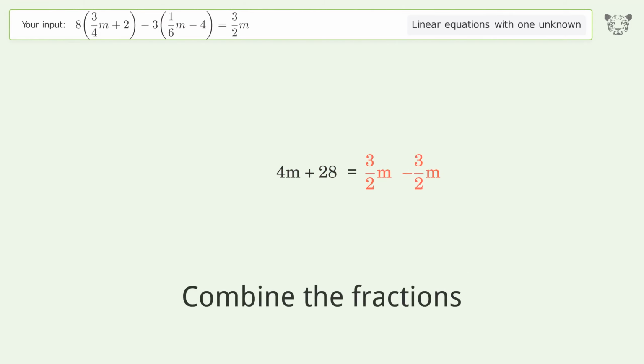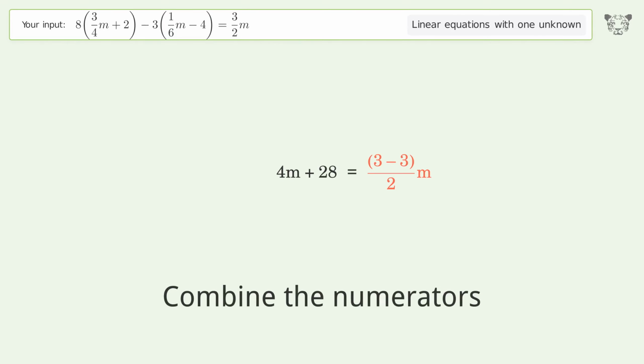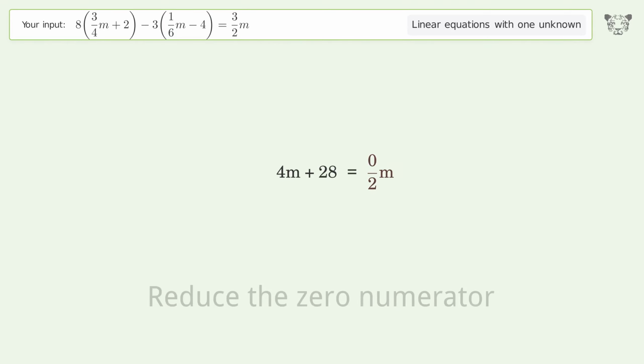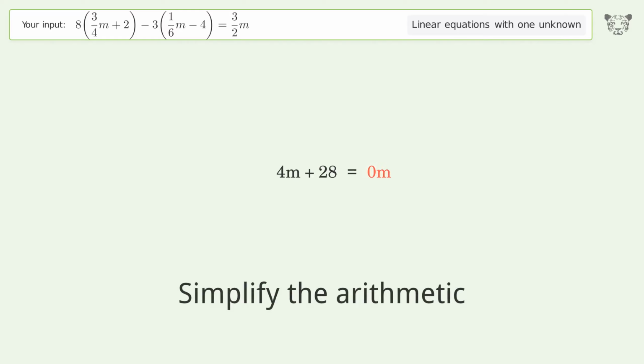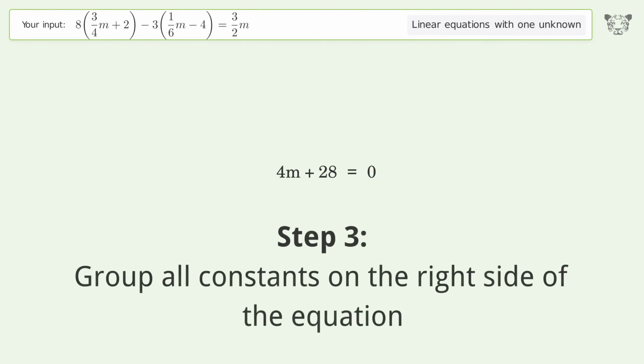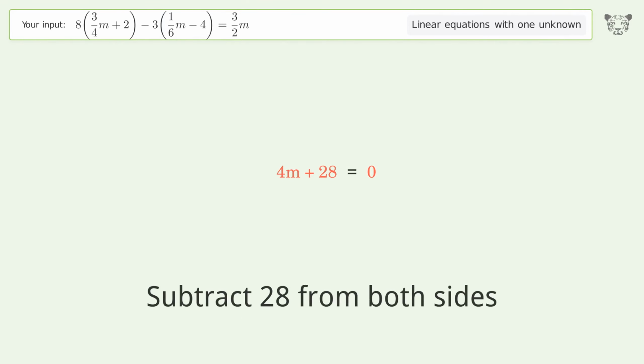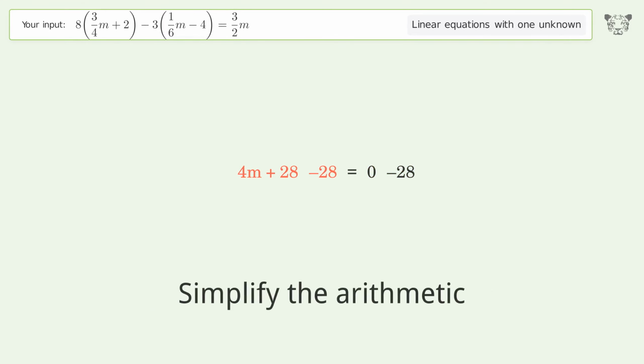Combine the fractions. Combine the numerators. Reduce the zero numerator. Simplify the arithmetic. Group all constants on the right side of the equation. Subtract 28 from both sides. Simplify the arithmetic.